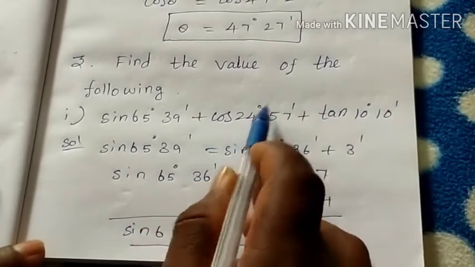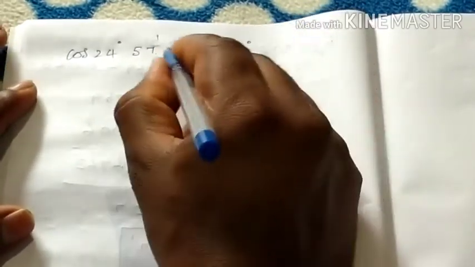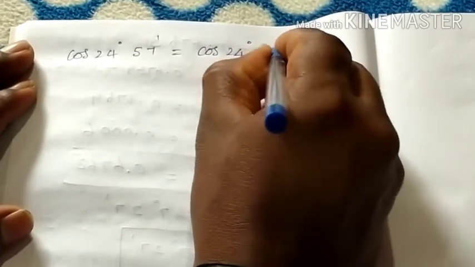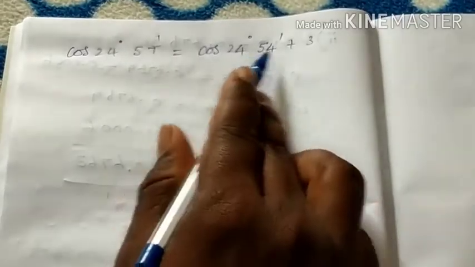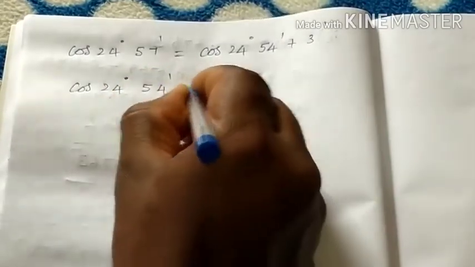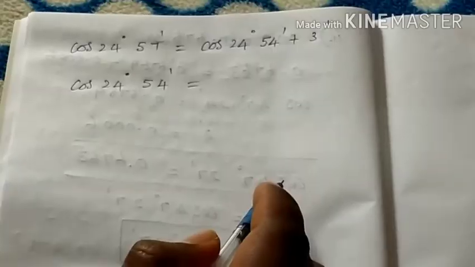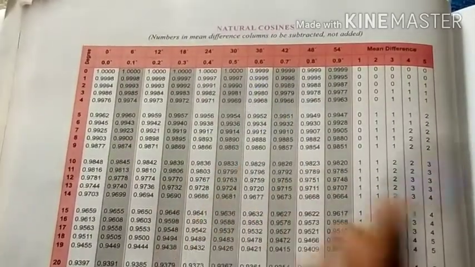Next, find cos 24 degrees 57 minutes. The second value is cos 24 degrees 57 minutes. This can be written as cos 24 degrees 54 minutes plus 3 minutes, since 54 plus 3 is 57. So cos 24 degrees 54 minutes equals, from the cosine table, the value at 24 degrees and 54 minutes.